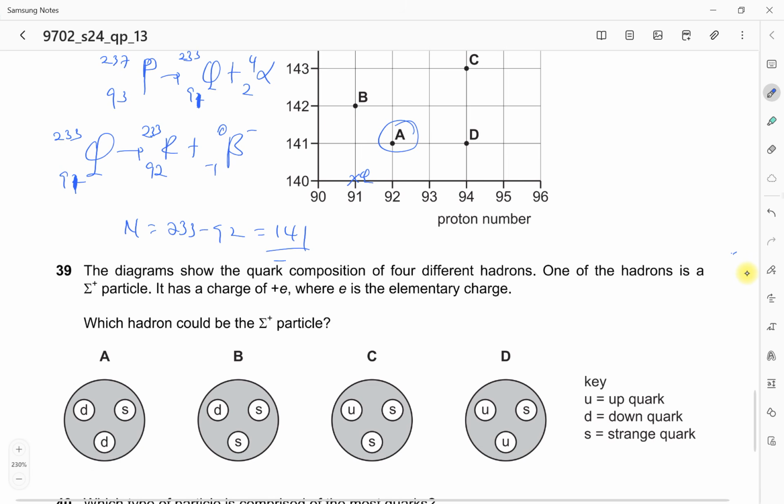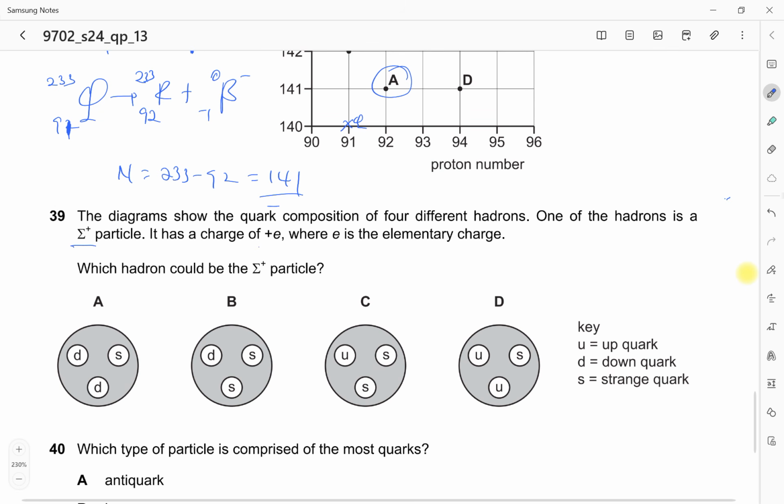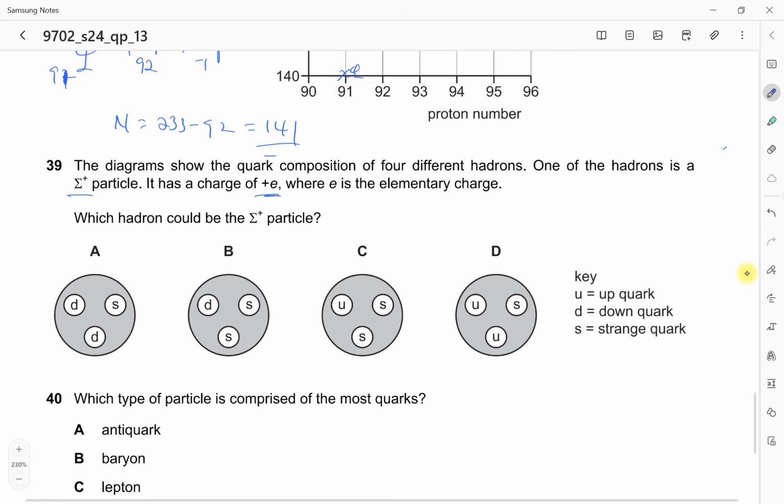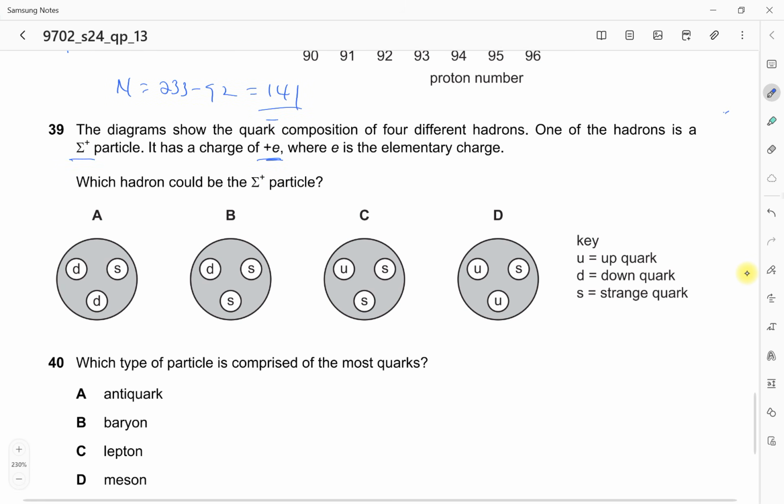The diagram shows the quark composition of 4 different hadrons. One of the hadrons is the epsilon plus particle. It has a charge of positive e, where e is the elementary charge. Which hadron could be the epsilon plus particle? So remember, a down quark has a charge of -1/3e, same as strange. Strange and down have that charge. Then up has a charge of plus 2/3e. So we are just going to check the charges here.